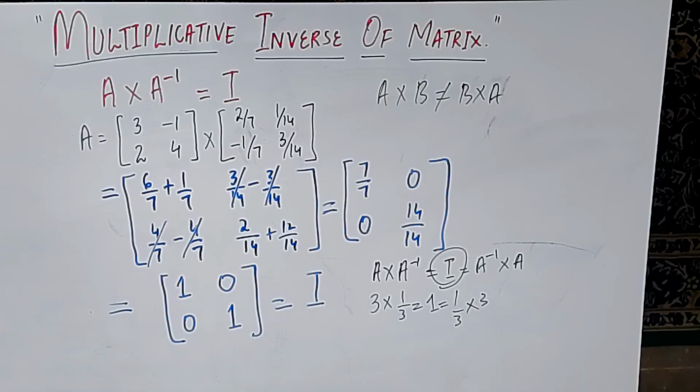So in this video we have understood that how to find the inverse of a matrix, and we have proved that whenever you multiply a matrix by its inverse, we call it multiplicative inverse of matrix, you will always get an identity matrix which is 1 0 0 1.